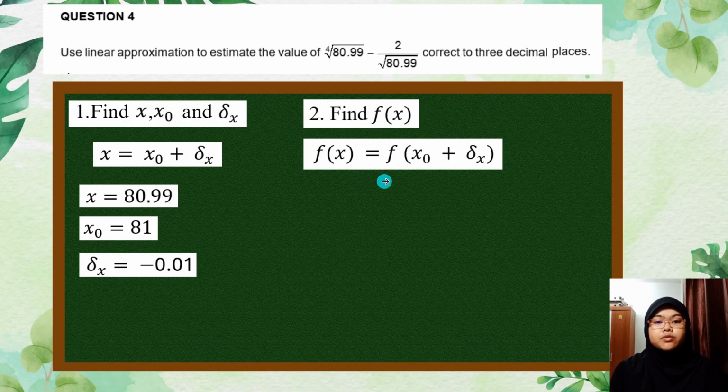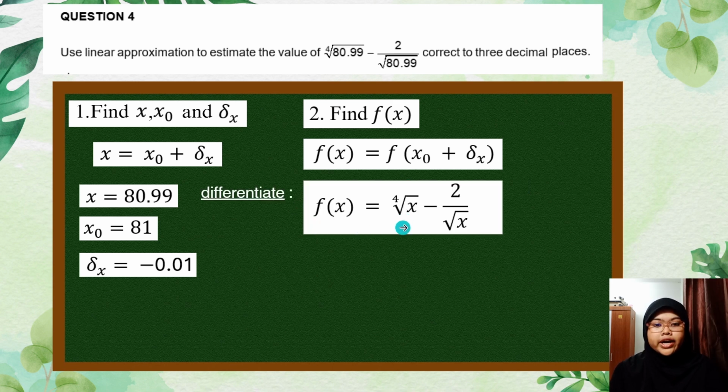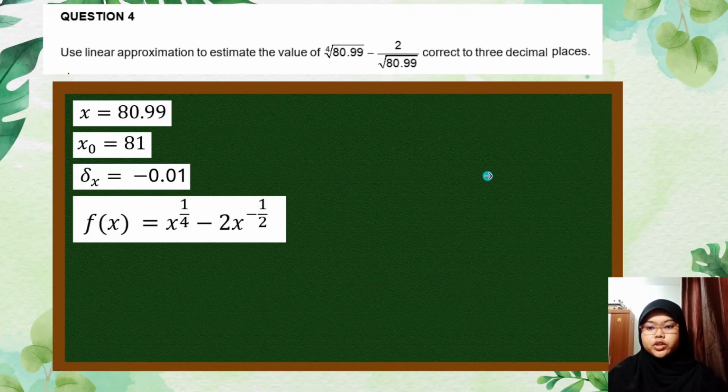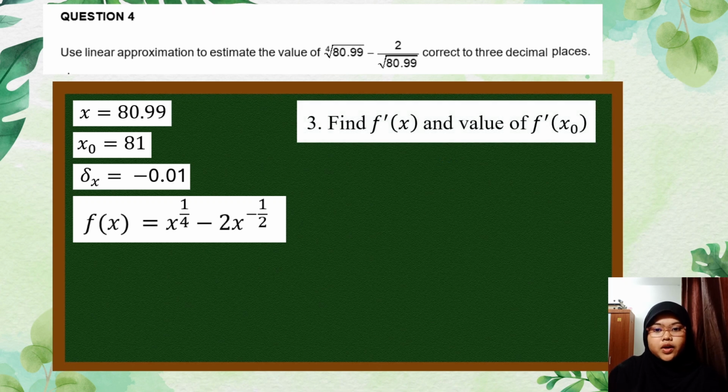The second step, we're going to find f(x). f(x) equals f in bracket x naught plus delta x. So f(x) equals the fourth root of x minus 2 over square root x. So how do we get this equation? By using this equation, substituting 80.99 with x. So differentiate this equation, it becomes f(x) equals x to the power of 1 over 4 minus 2x to the power of negative 1 over 2. So we're going to put the value in the left side and move on with the third step, which is find f prime x and the value of f prime x naught.